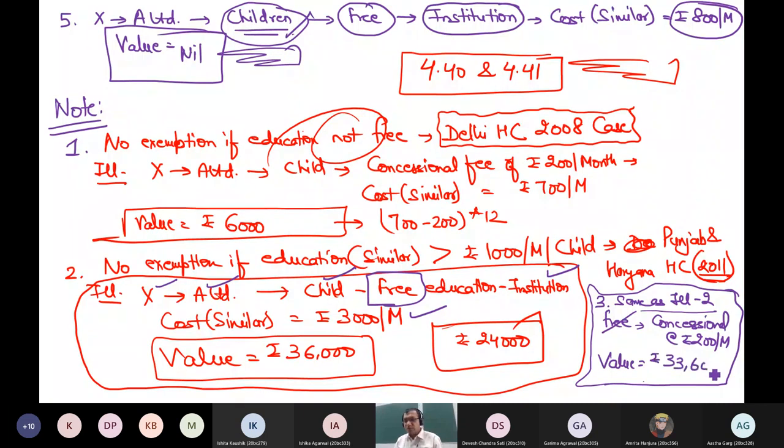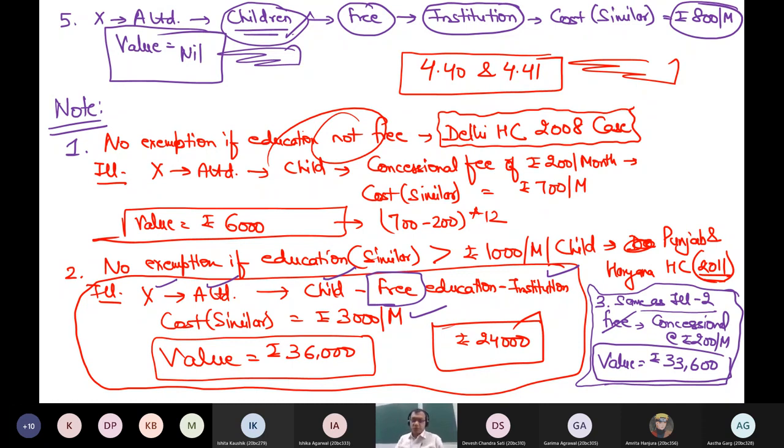First of all, why? Because it is not free. Second, by this logic, if cost of education exceeds 1,000 per month, we don't give exemption even till 1,000 per month. It is then fully taxable. You can just deduct the amount recovered from the employee, but exemption will not be there. I hope the points are clear.